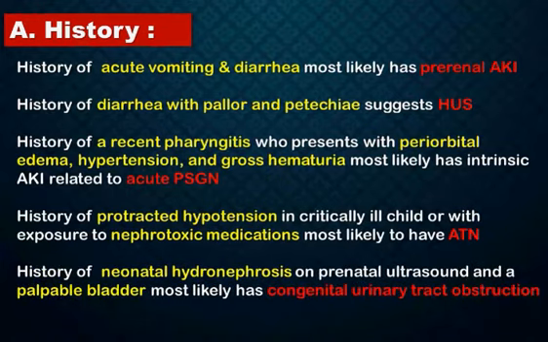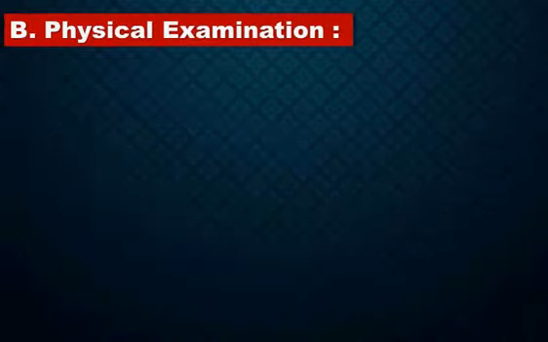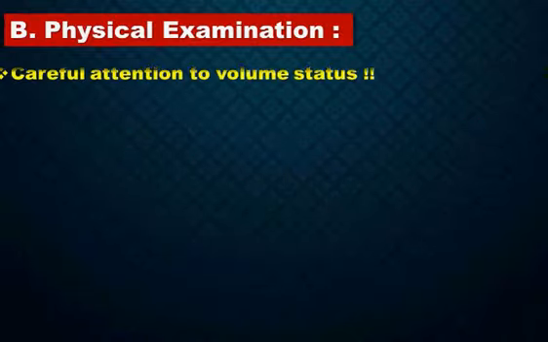History of neonatal hydronephrosis: a baby, a neonate, with a prenatal ultrasound showing hydronephrosis or a palpable bladder. Of course, we are talking about obstructive uropathy or congenital urinary tract obstruction. So the history is very important. Going to the physical examination, careful attention should be given to the volume status.